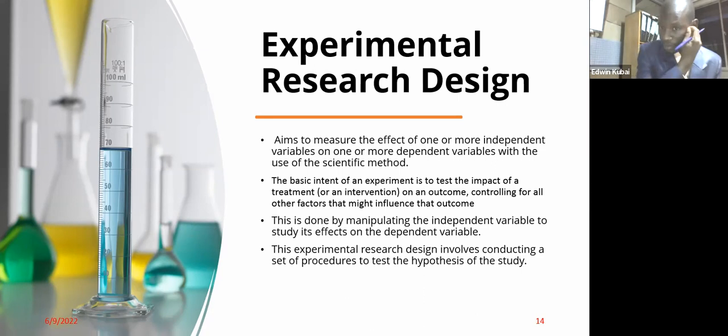So this is done by manipulating the independent variable to study its effect on the dependent variable. So you manipulate one variable, which is the independent variable, and find out what will be the effect on the dependent variable. This experimental research involves conducting a set of procedures to test the hypothesis of the study.